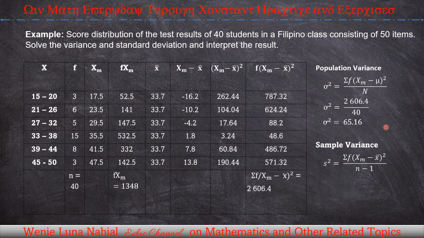Then for the sample variance, you have this one, S squared. So the same thing, we have to use this 2,606.4 divided by 39. So our sample variance is 66.83.